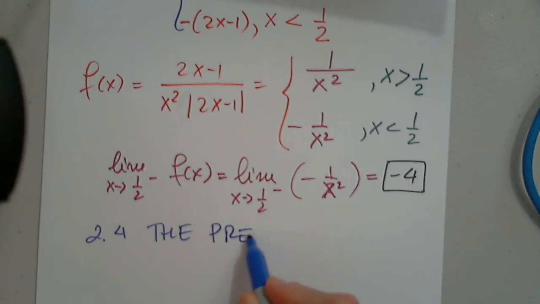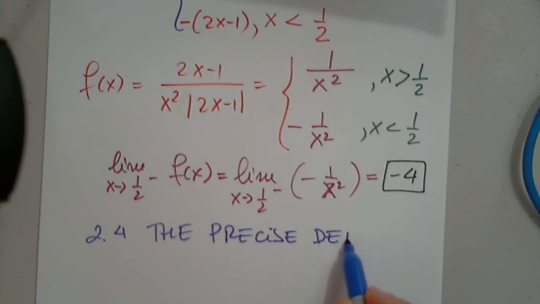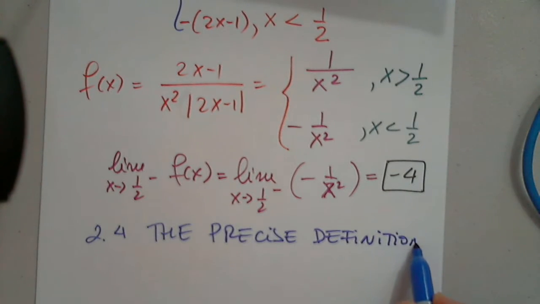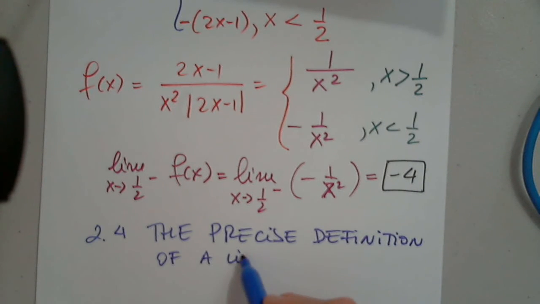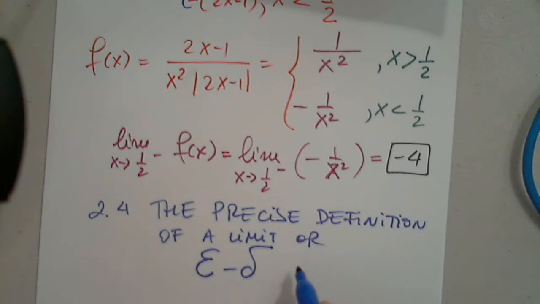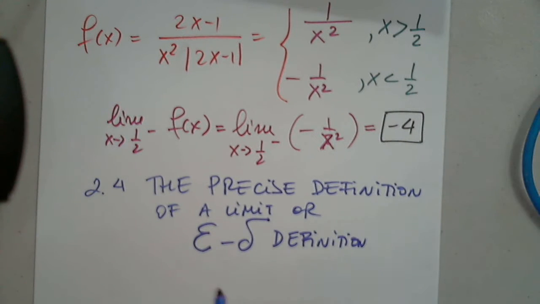The precise definition of a limit. This is also called the epsilon delta definition. Epsilon, delta.